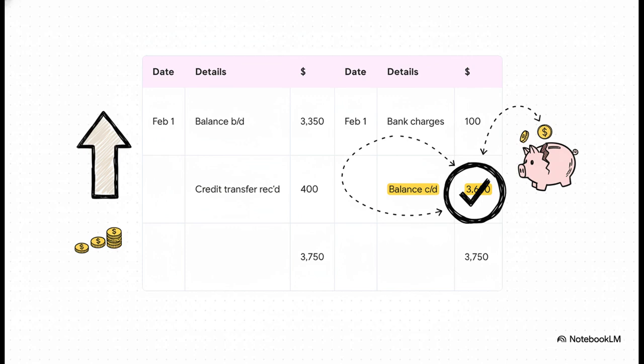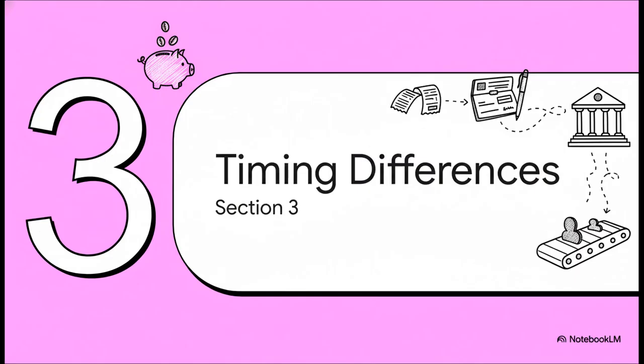And voila, we get a new updated cash book balance of $3,650. That is the real amount of cash you have to work with. Okay, phase one of our investigation is done. Nicely handled. Now, let's move on to the second group of suspects.